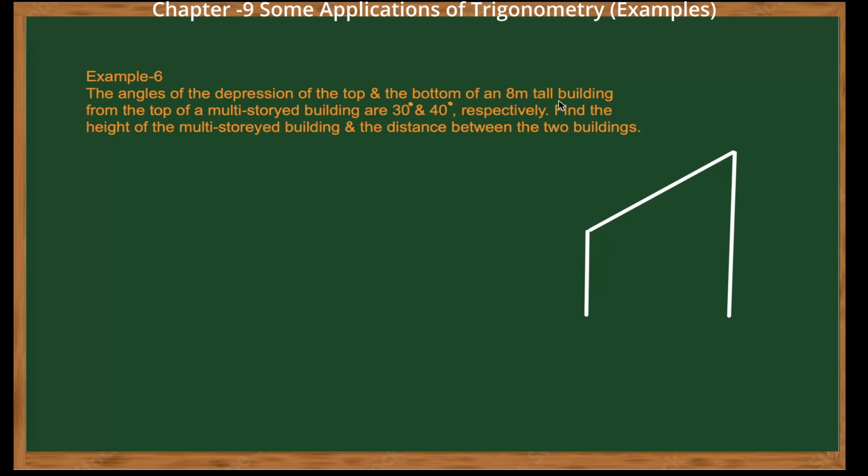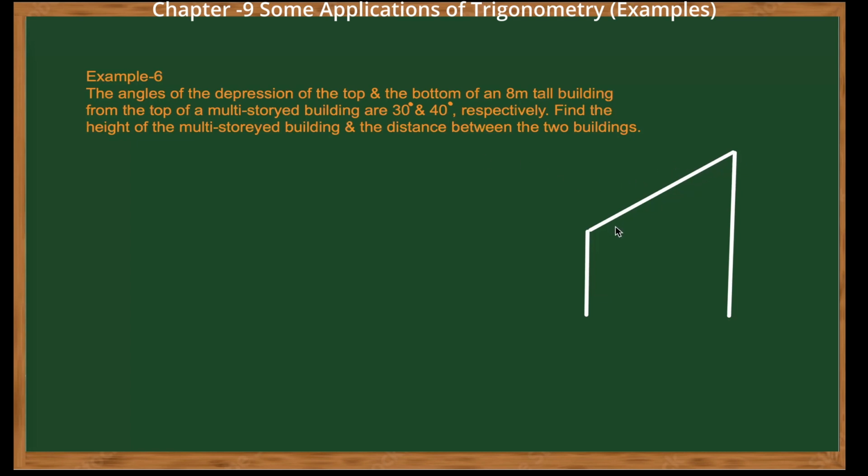So there is an 8-meter building whose top and bottom, from the top of a multi-storied building, make two angles. So you have a multi-story building and an 8-meter building. It makes a depression of the top and the bottom of the 8-meter tall building. The top makes one depression angle and the bottom makes another, which are 30 and 40-degree.